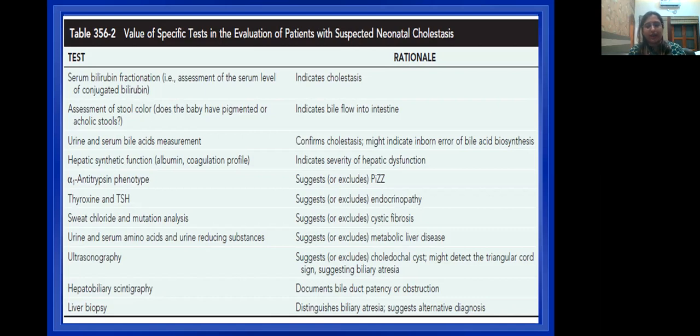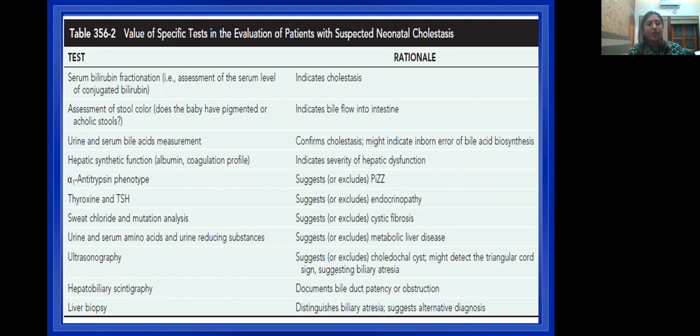Suppose there is an extrahepatic biliary atresia. So the bile ducts have been completely injured, and through the atretic bile ducts, we are not going to have any pigmented stools. Whereas in case of idiopathic neonatal hepatitis, pigmented stools are present. So this is a very important distinction. Therefore, it indicates the bile flow into the intestine.